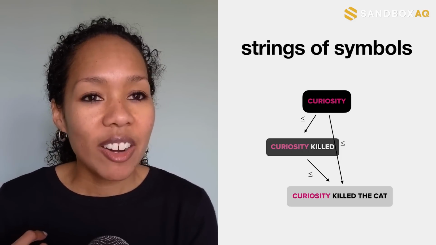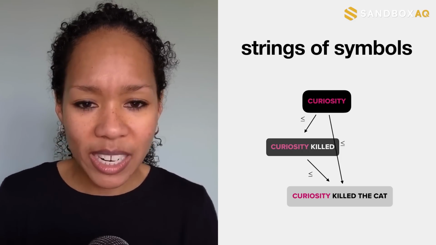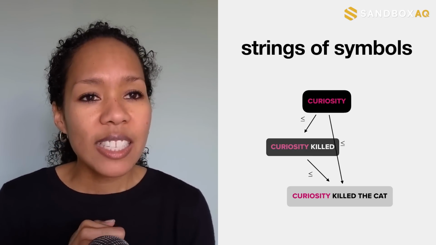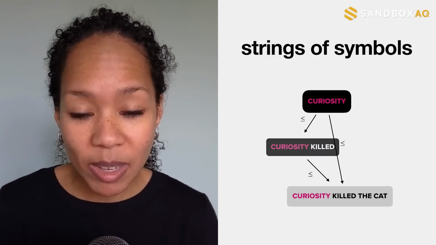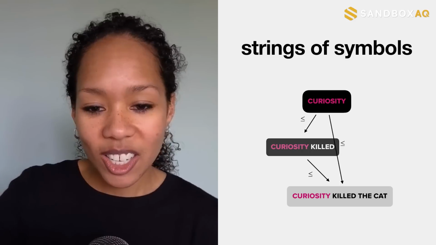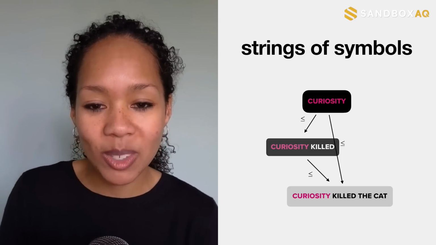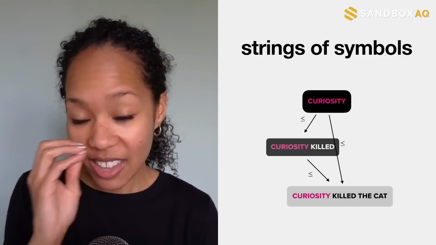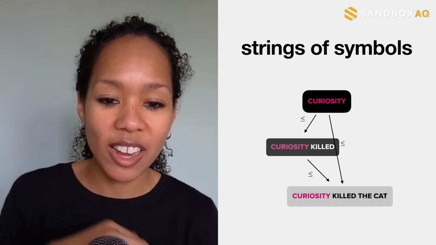Another kind of object we could be interested in are strings of symbols. And let's declare a relationship between strings of symbols, say from some finite alphabet or some finite token set. Let's say a relationship from one string to another is just that of substring containment. So I'm going to draw an arrow, as you see here, from the word curiosity to curiosity killed the cat, because curiosity as a string of symbols is contained in this longer expression. And then there's this intermediate one: curiosity sits in curiosity killed, which sits in curiosity killed the cat.